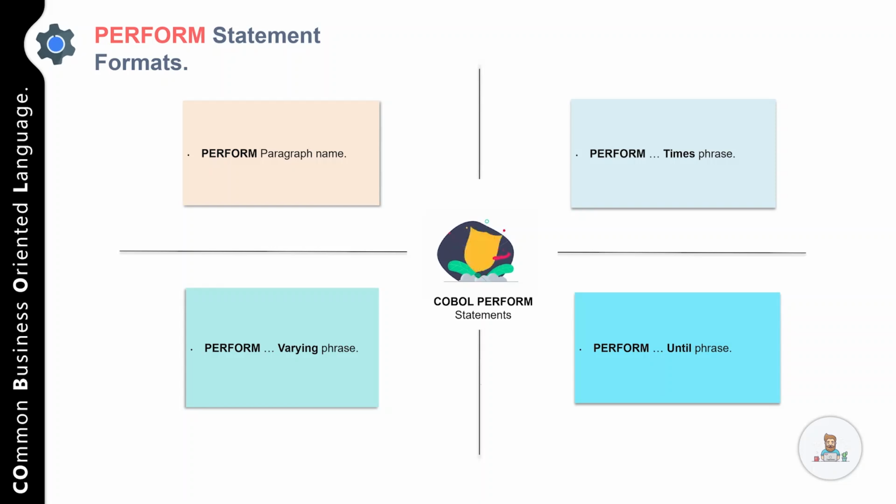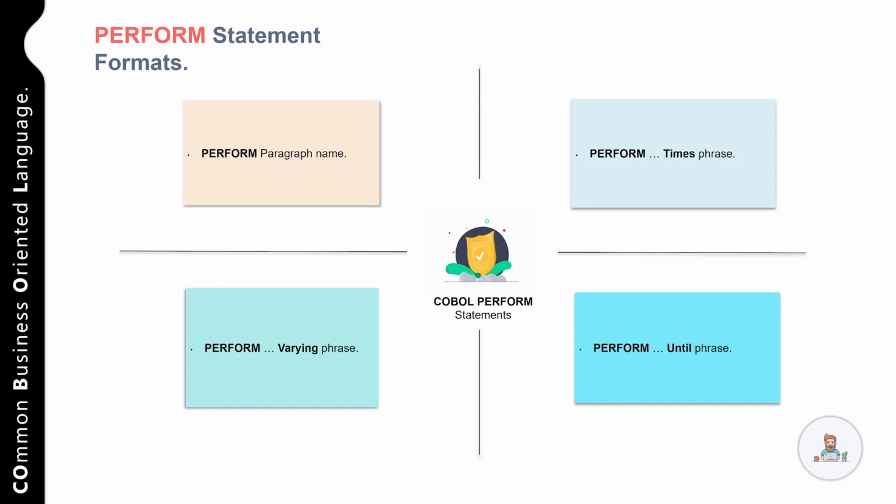In the second format, that is PERFORM with TIMES phrase, the procedure referred to in the TIMES phrase PERFORM statement is executed the number of times specified by the value in the identifier or integer, and the control is then passed to the next executable statement following the PERFORM statement.